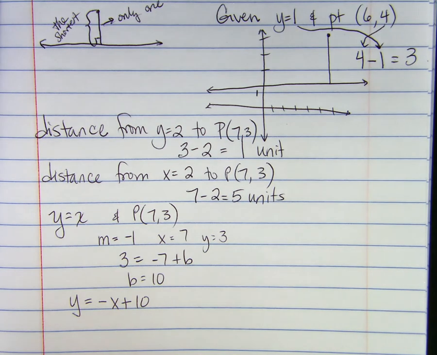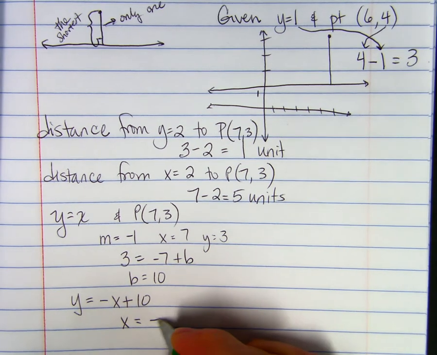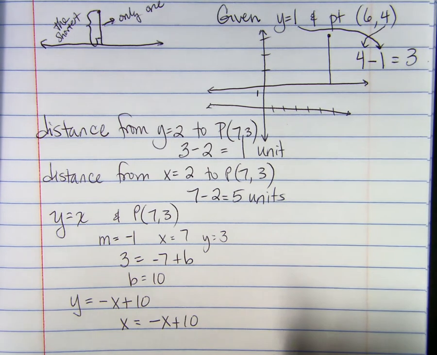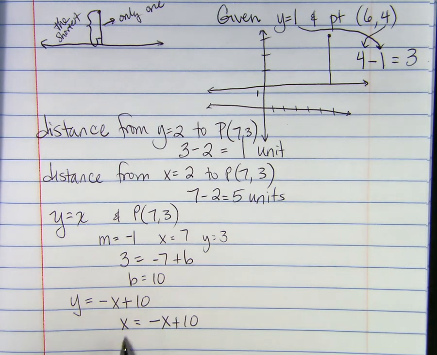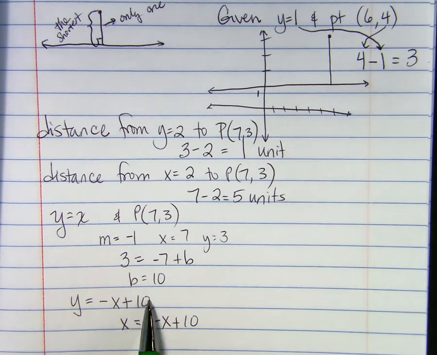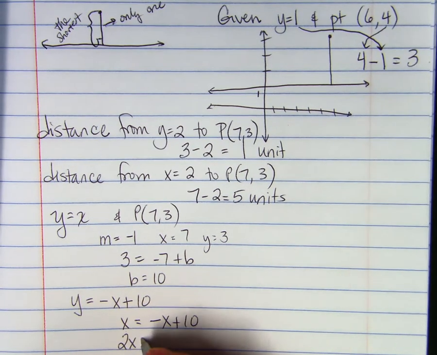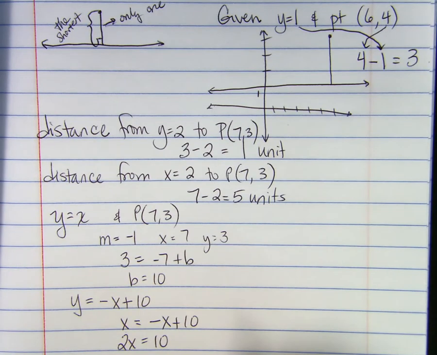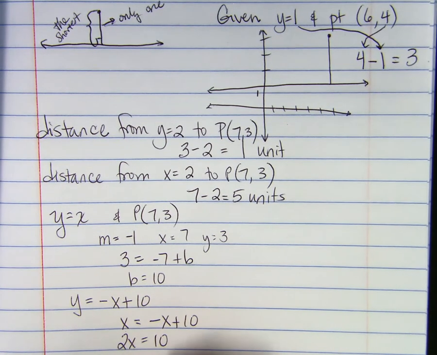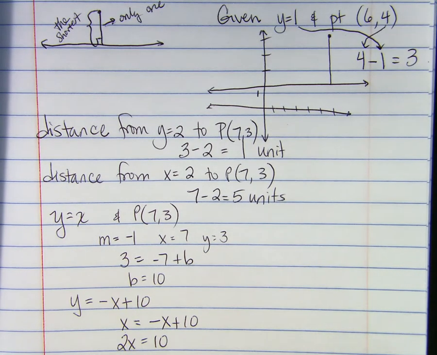So we're going to say x equals negative x plus 10. Y equals x and y equals this, so I just put x equals that. They're both equal to each other at the point of intersection. So I add x. So x equals 5. And then since y equals x, y will be 5 also.